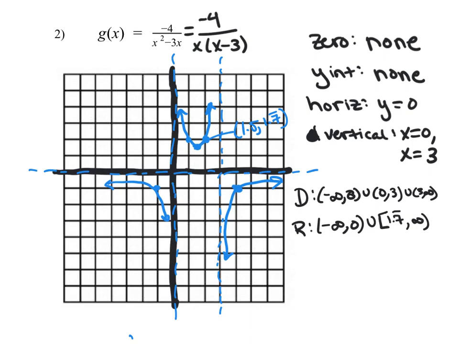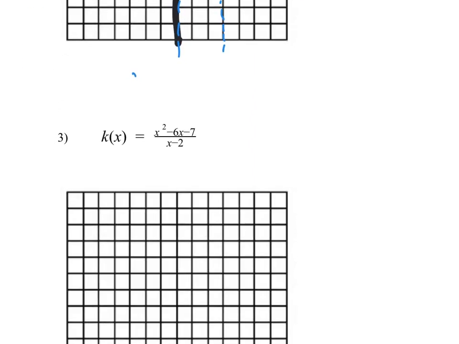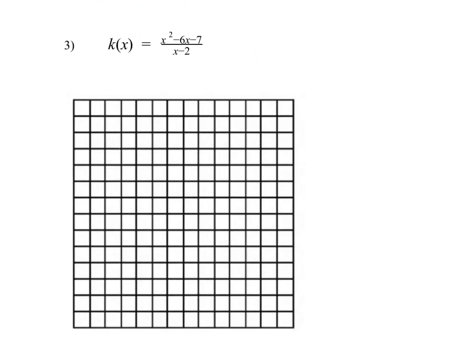All right, last example. Again, we want to factor as soon as possible. So we'll factor the numerator, x minus 7, x plus 1 over x minus 2.